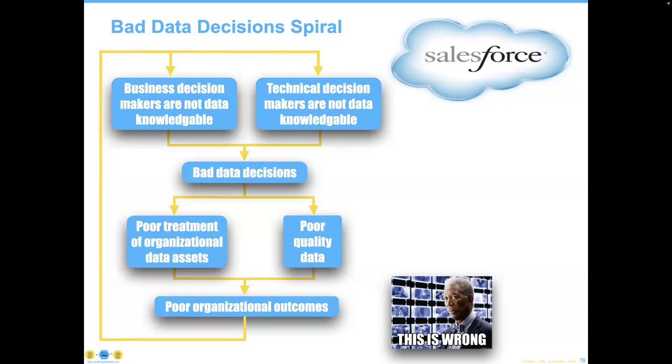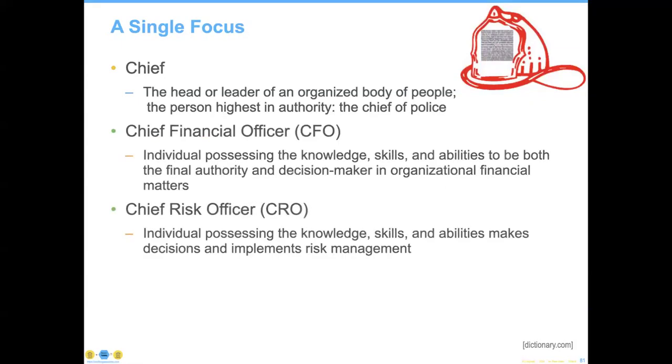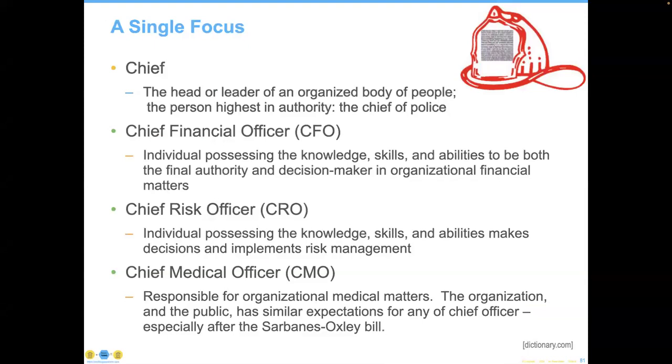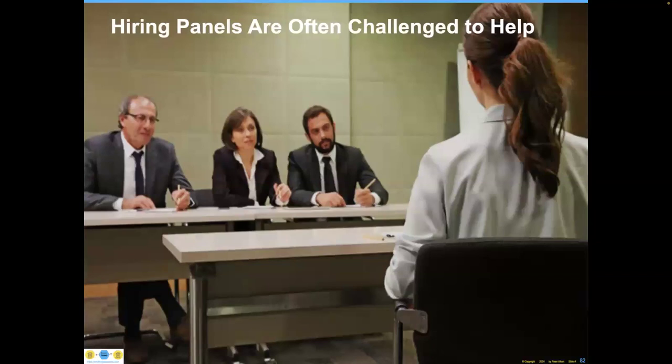And I'm talking about this in the context of finding good people. We have discovered over time that the more you're able to focus on various aspects of things, the better the outcomes will be. Having chiefs like a CFO, a chief risk officer, a chief medical officer are important for organizations as they go through various stages of organizational development. The singular focus is extremely helpful. The CFO does not balance the books, the chief risk officer does not test the software, and the chief medical officer does not perform surgery. These are critical things to put in place. And yet you're supposed to go out and hire a chief data officer that's going to do your data strategy, and you don't know what those things are.